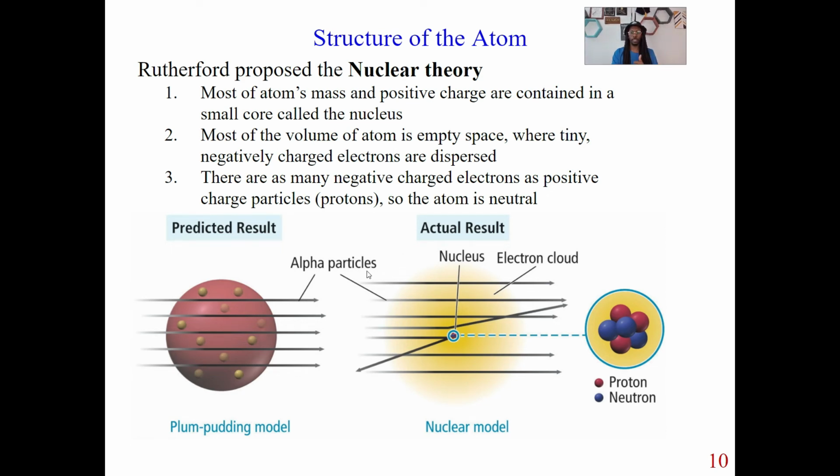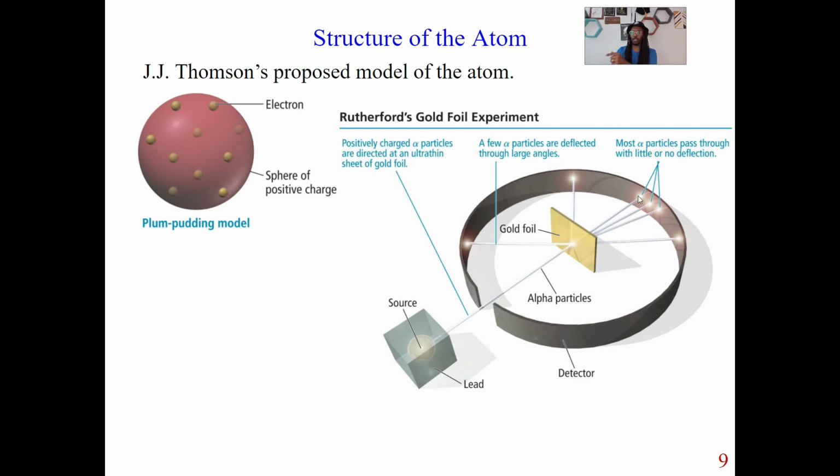So initially, the predicted results, if we're thinking about the model that's out now in the world, which is the plum pudding model, is everything's a positive charge sphere, and we have these electrons in them. And if you shoot positive charge particles through that plum pudding model of the atom, then basically everything should go through. Every single thing. Nothing should be deflected at all.